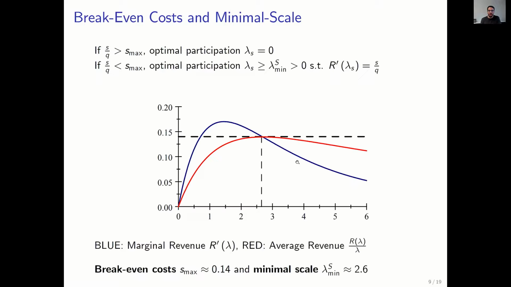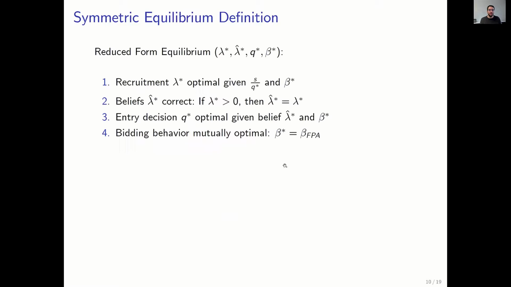Good. So that's it for the characterization. We've solved the recruitment stage. Before this, we have solved the entry stage and the bidding stage. So now we can state the equilibrium. Equilibrium will be a participation level lambda star, a belief about the participation lambda star, entry probability Q star, and bidding behavior beta star, and they have to be mutually optimal, and beliefs have to be correct on the path. That's all standard.